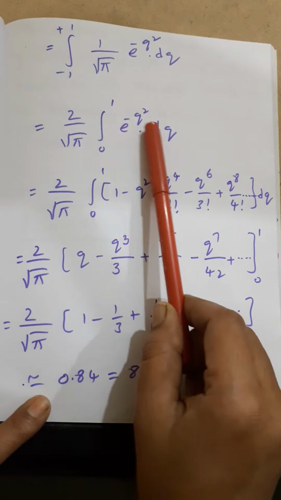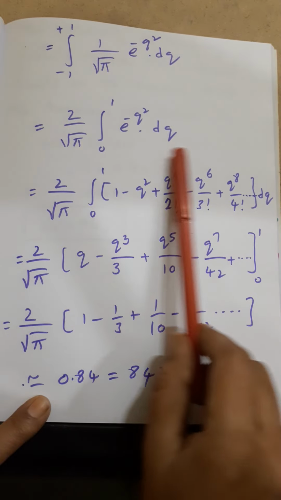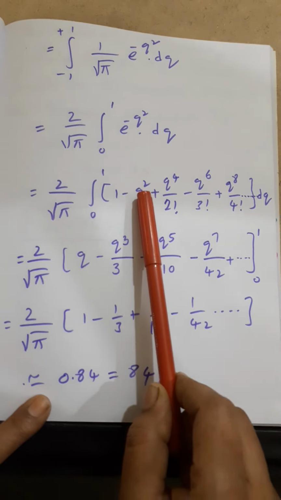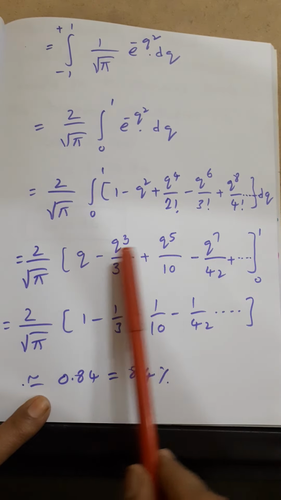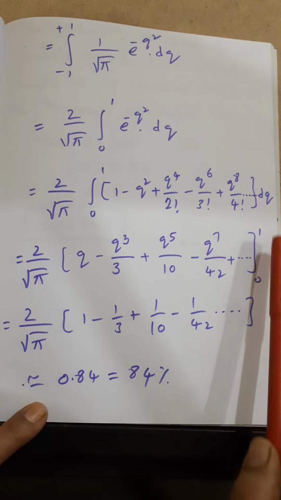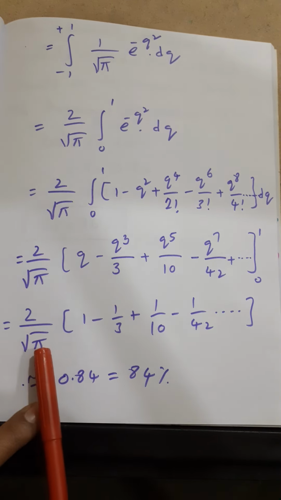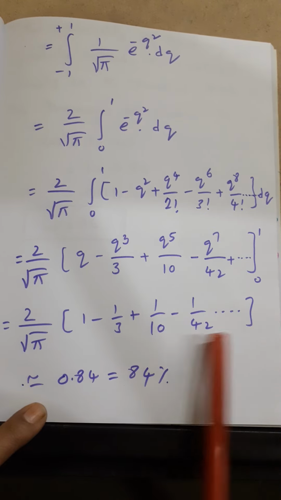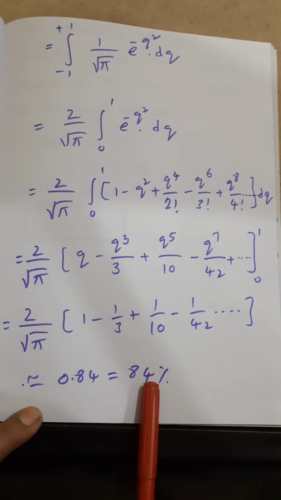So this is the expansion of e to the power of minus q square into dq. Now when you integrate this equation from 0 to 1, the integral of 1 dq is q, and the integral of q square dq is q cube by 3, similarly q to the power of 5 by 10, minus q to the power of 7 by 42 and so on, with limits 0 to 1. When you substitute the limits, it becomes 2 by root pi times (1 minus 1 by 3 plus 1 by 10 minus 1 by 42 and so on). If you simplify this, it becomes 0.84, which is equal to 84%.